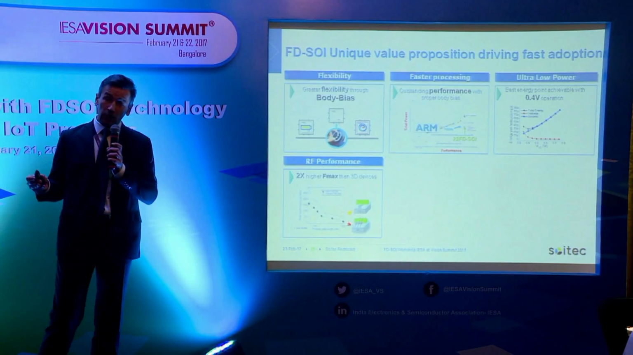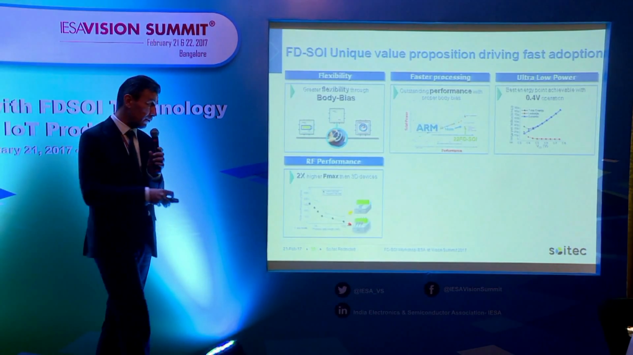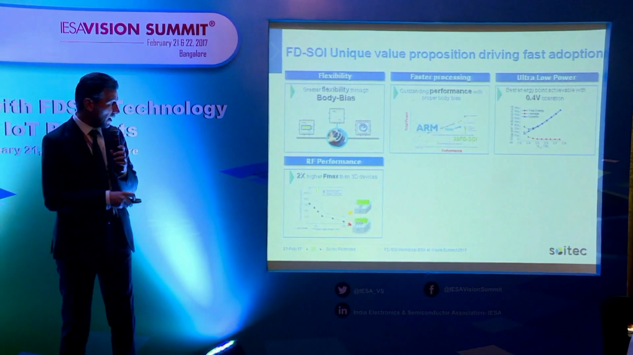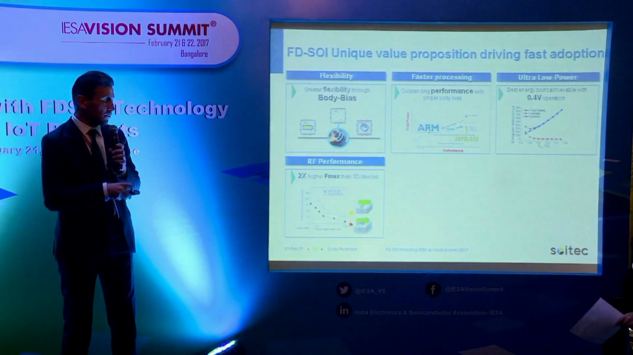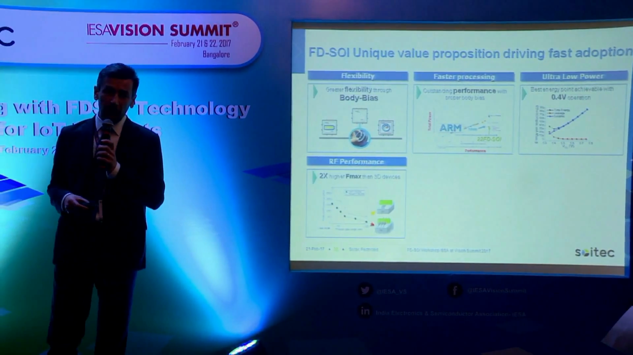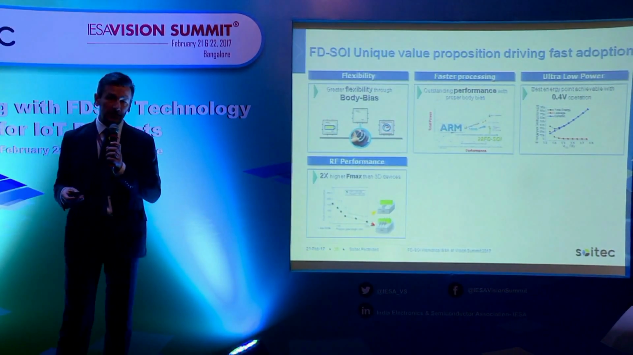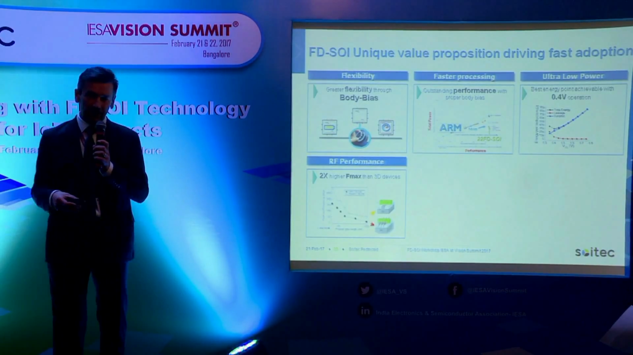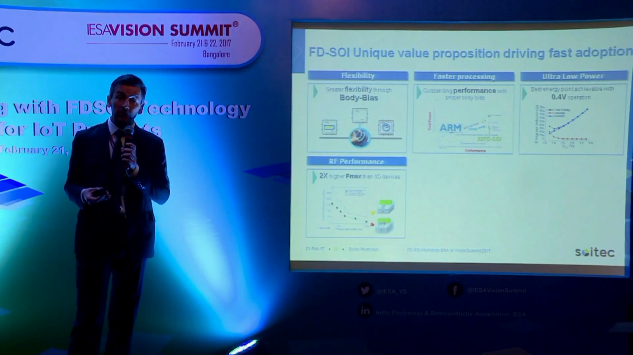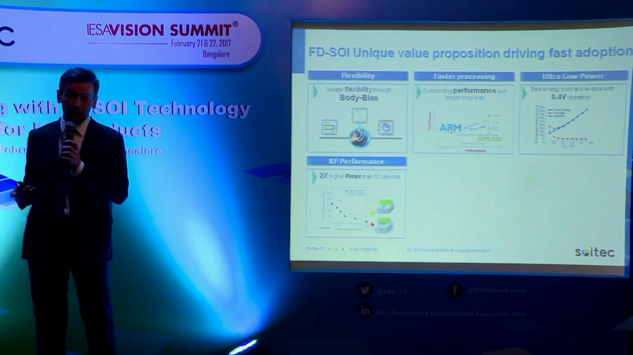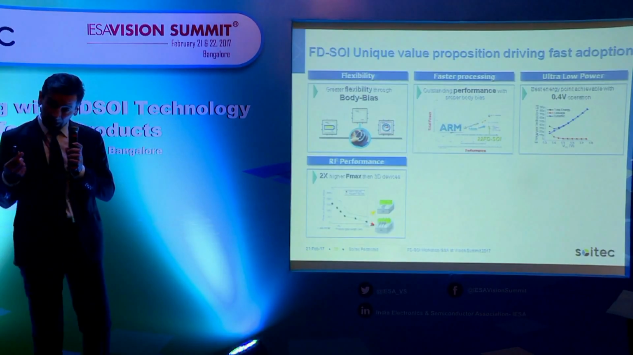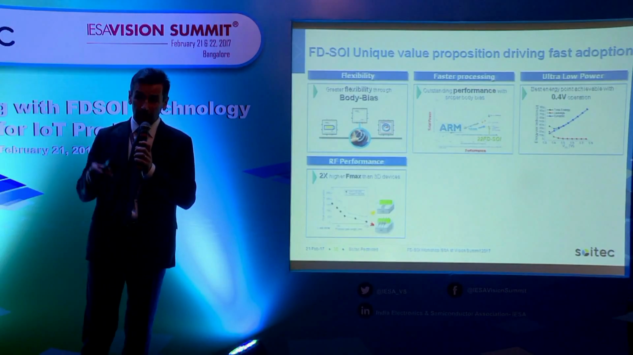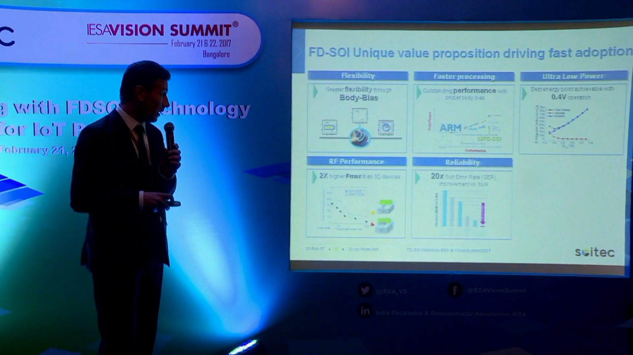RF performance. I was talking before about the front-end module, but now if you're talking about the transceiver, the baseband, FDSOI can provide Fmax at least two times higher than any other technology. So when you're going towards 5G, and we'll show some details, this is the technology which can bring very differentiated performance. So this is another feature which is differentiating this technology and can be very unique for you.